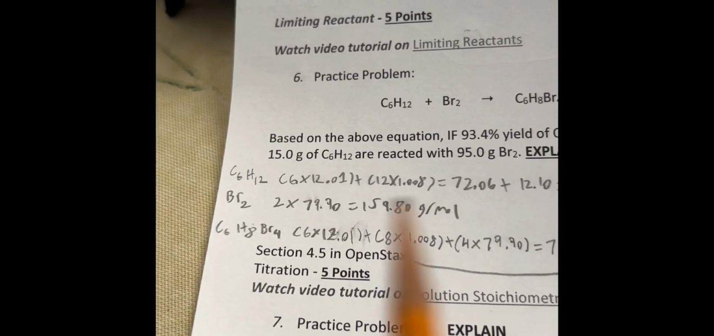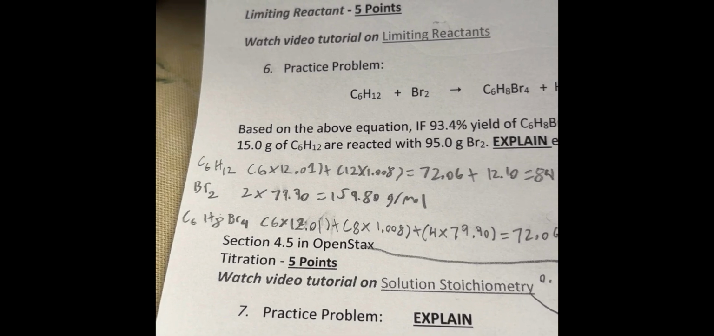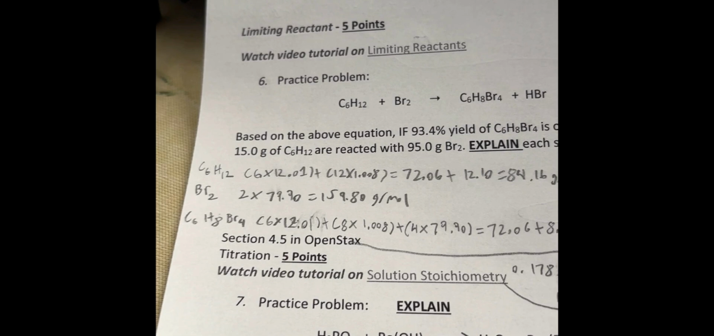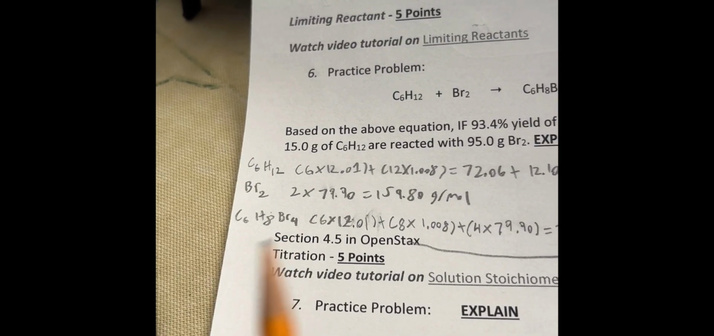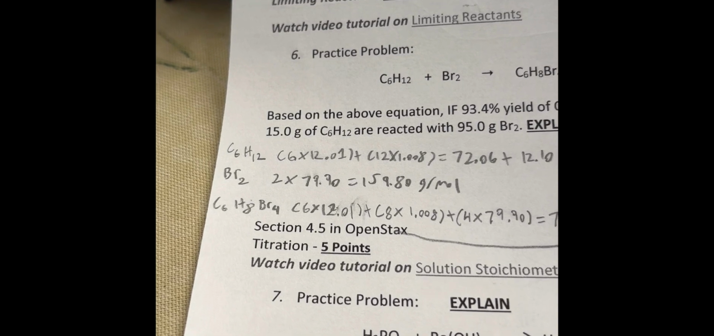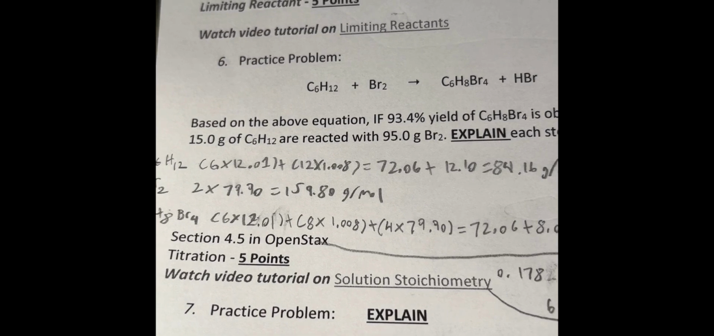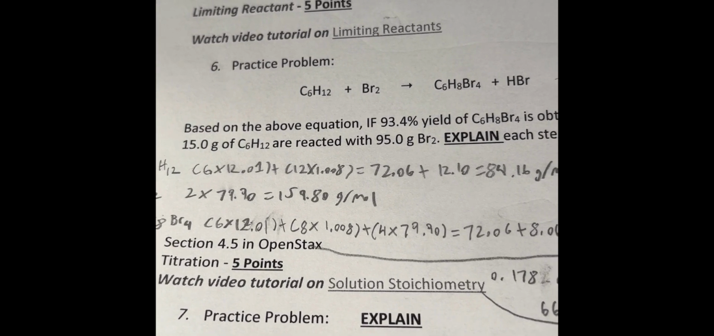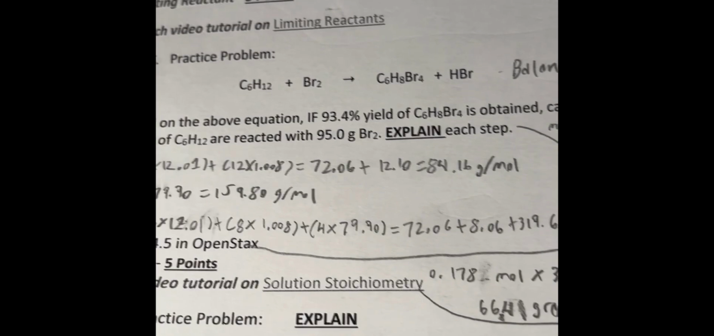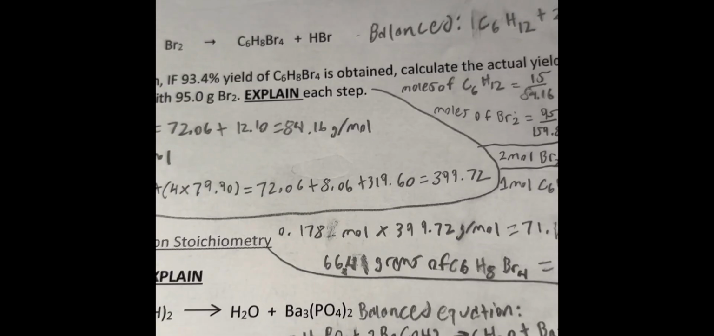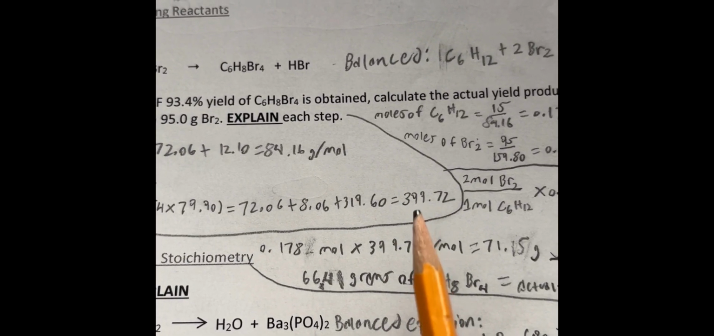For Br2, bromine equals 79.90 grams per mole, and since there are 2 of these, we need to multiply it by 2, and that comes out to be 159.80 grams per mole. And for C6H8Br4, carbon has 12.01, and since there's 6, we need to multiply by 6. That comes out to be 72.06. Hydrogen has 8, so that is 1.008 times 8, and that comes out to be 8.06. And bromine has 4, so we do 79.90 times 4, which comes out to be 319.60. And we add those all together, and that comes out to be 399.72 grams per mole.